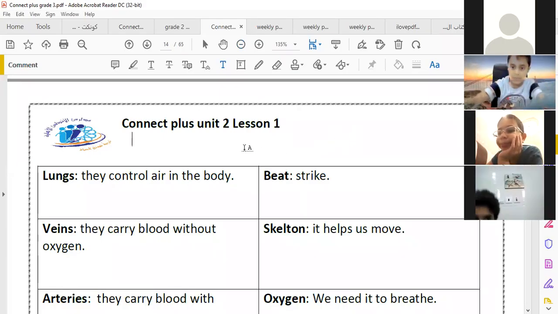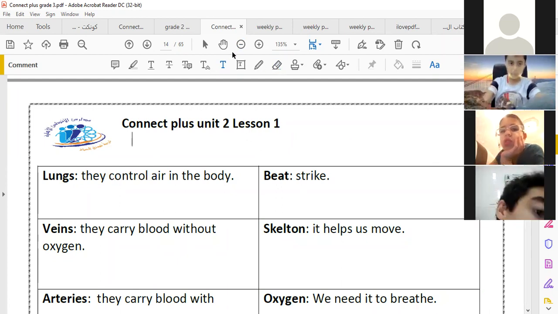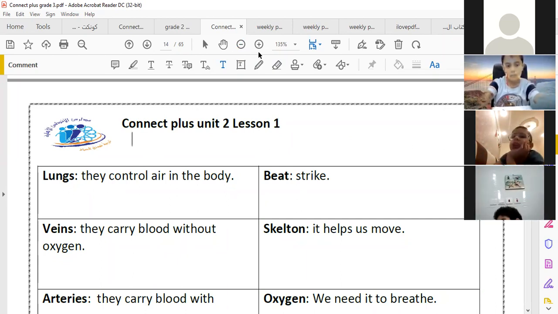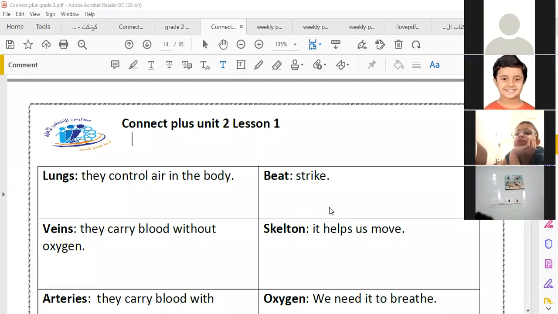Students, this is Connect Plus, Unit 2, Lesson 1. This is revision. Repeat after me. I'm going to unmute you all now, and I need you to repeat.